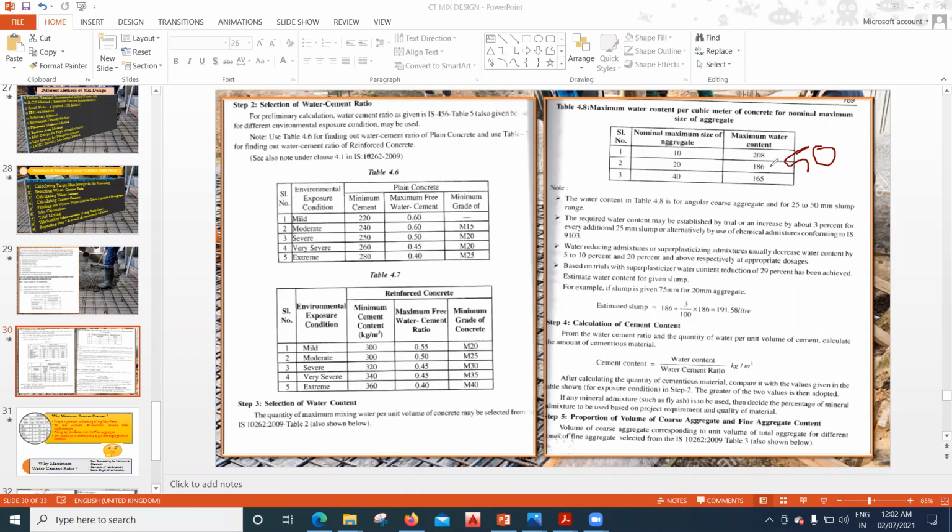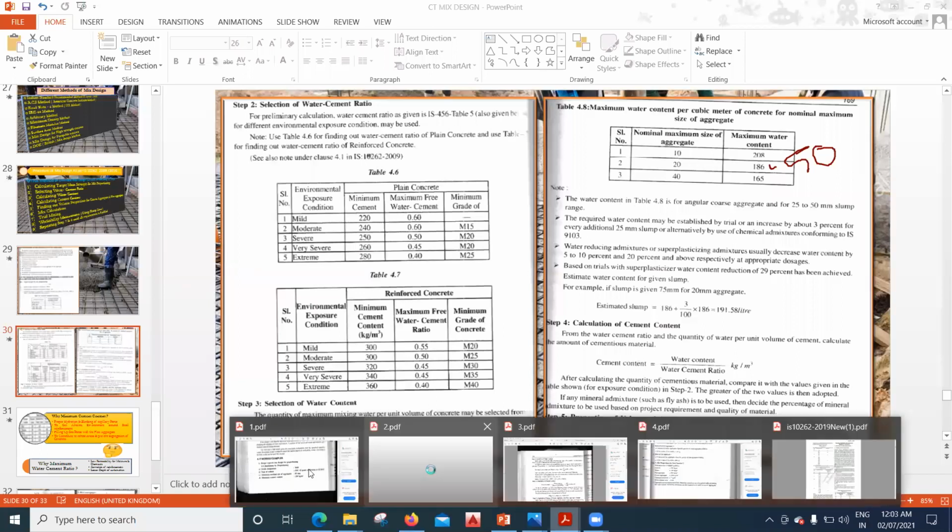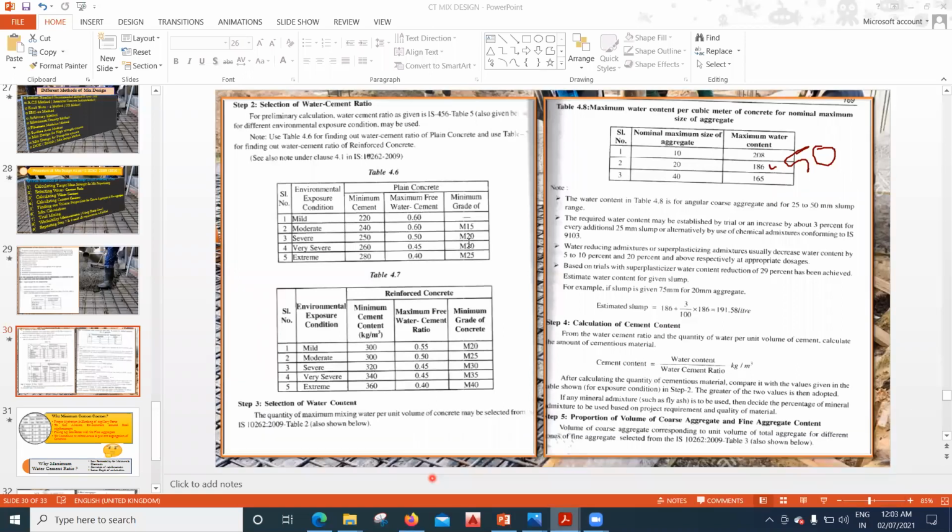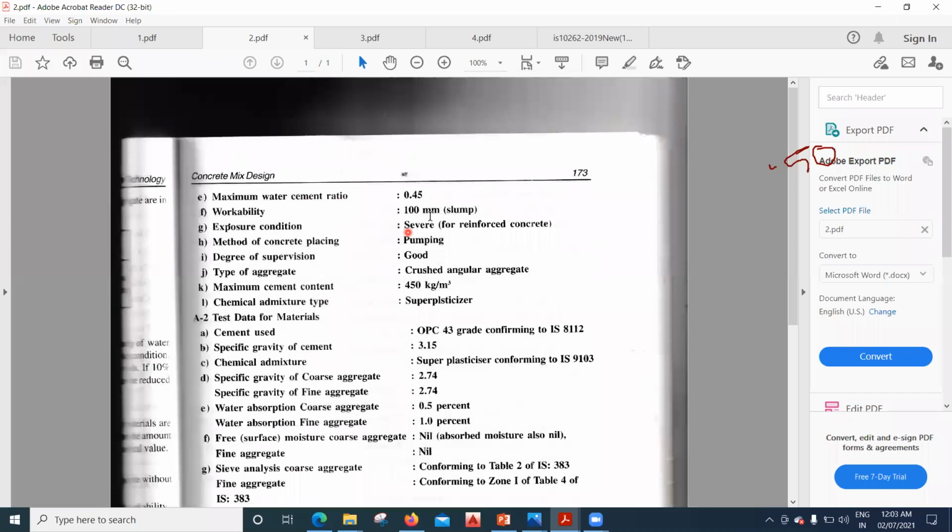And that means 186 is the maximum water content that I can use. But the question is telling us to use a 100 mm slump. In the table it is 50 mm, but the question gives 100 mm. That means we have to apply a correction factor to this.